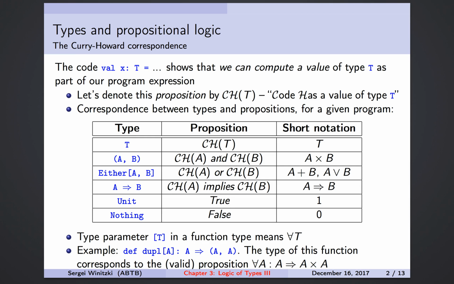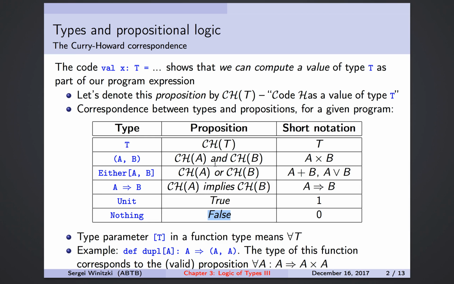In formal logic, one uses special symbols for and, or, implies, true and false. And these symbols are not always convenient when you work with programs. Because actually we're not going to work so much with logic as we are going to work with types. So the short notation can be used at the same time for types and for logic, for types and for propositions.